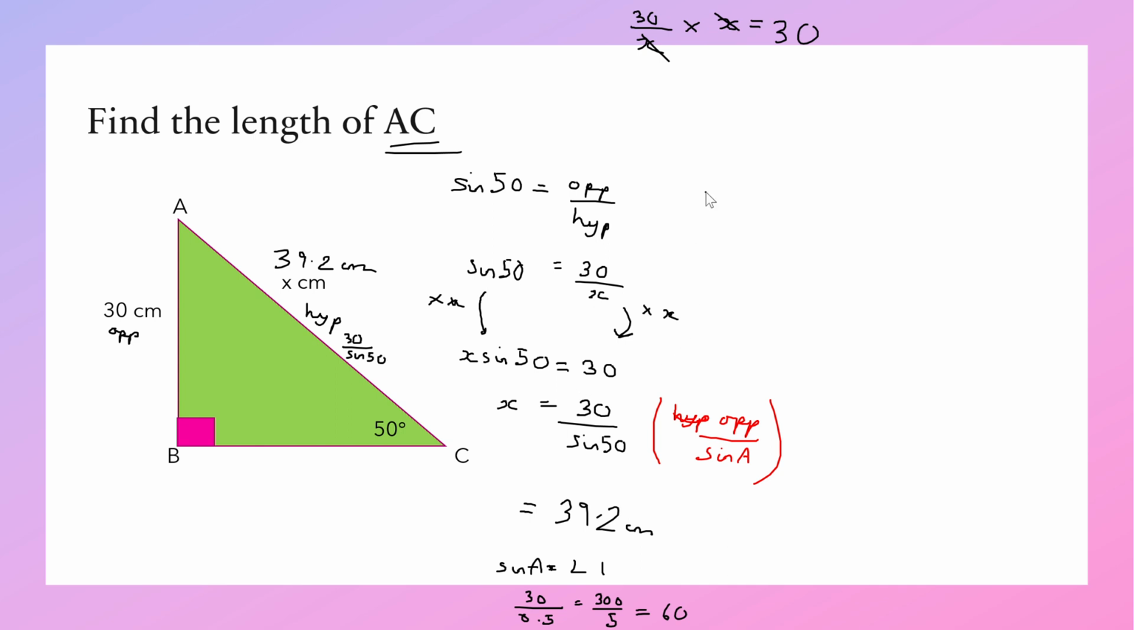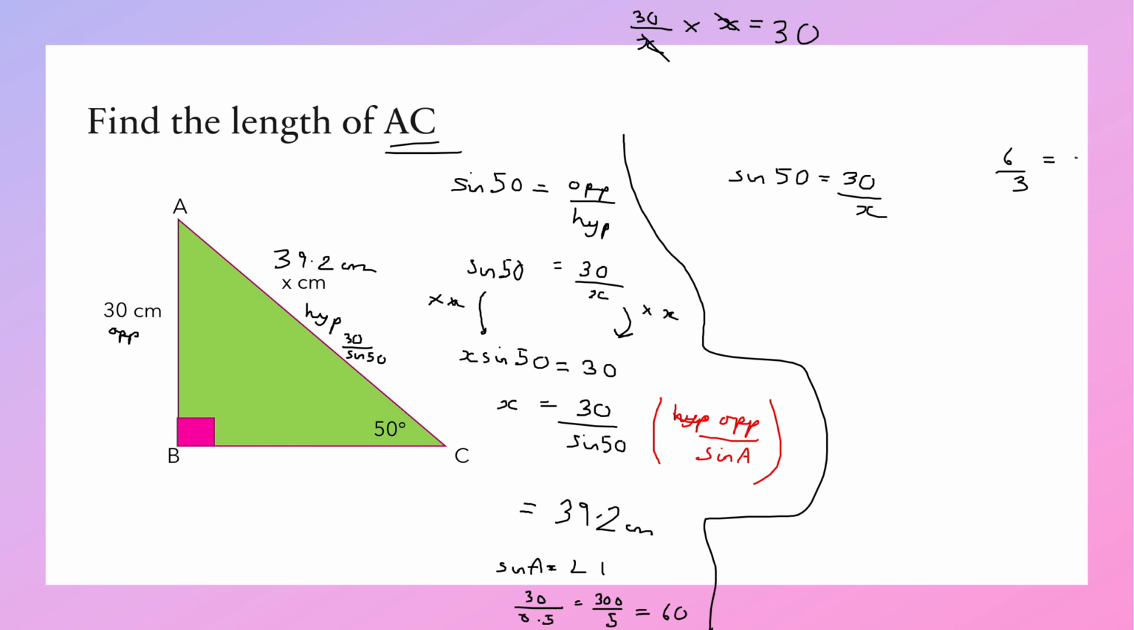Now I'm going to show you a quick trick. If you like this method, it's up to you, but I thought I'd show a quick trick anyway. I'm just going to put a line here, and we're going to start off at this stage where sine 50 equals 30 over x. Now we know that 6 over 3 is equal to 2. So what's 6 over 2 equal to? 3. Do you see that these two numbers are swapped over?